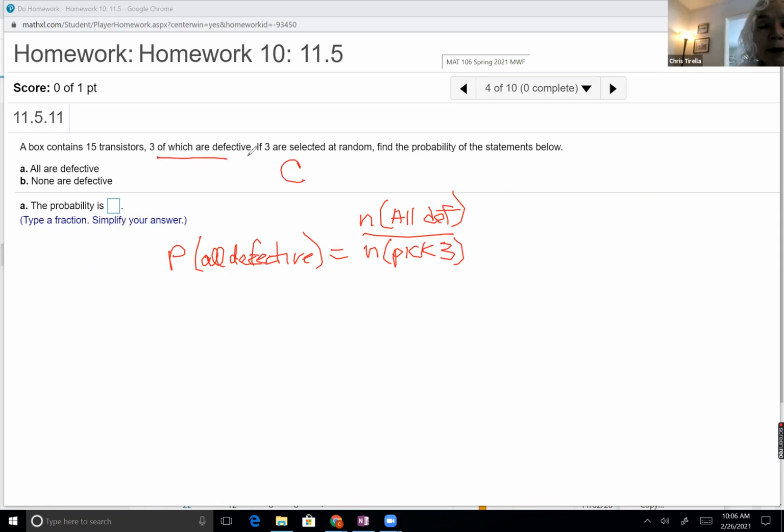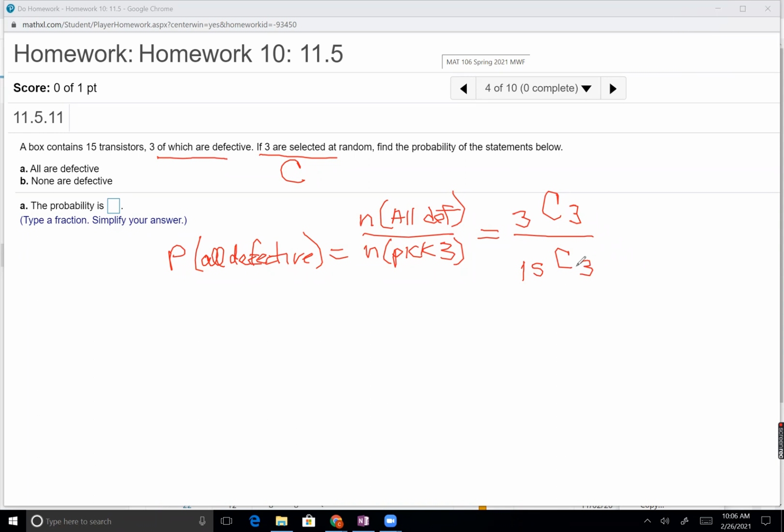Well, there's 3 defective, and I'm picking 3. So wouldn't that numerator be 3 combination 3? And then the denominator, if I'm picking just any 3 from the box, wouldn't that be 15 combination 3? Does that make sense? Okay, are you all right if we just set them up and don't do the computation? Are you okay finding those combinations from your calculator?